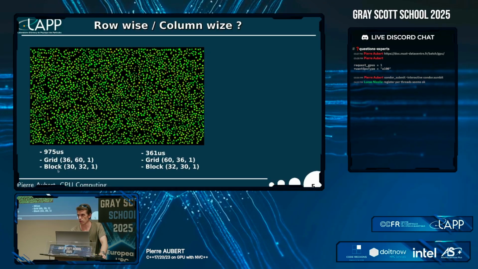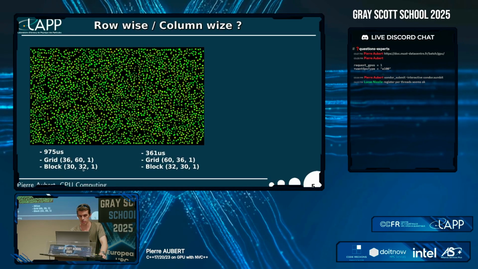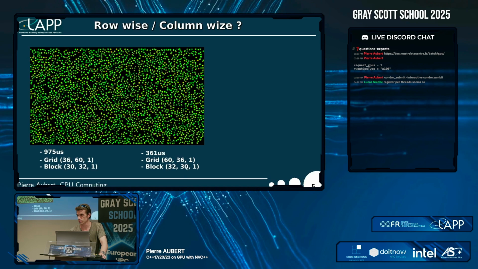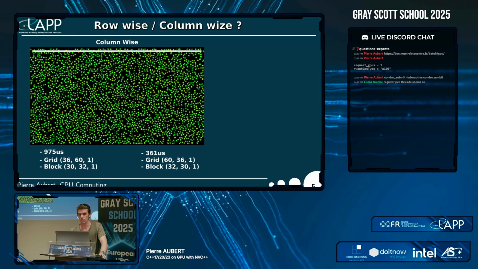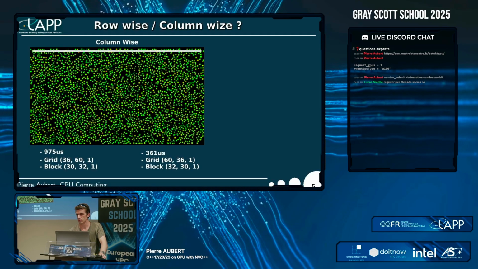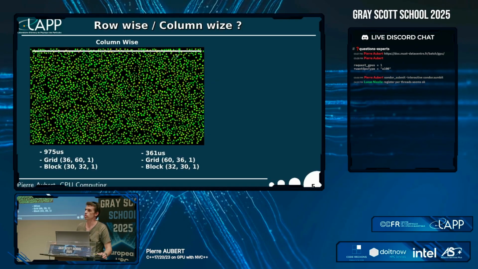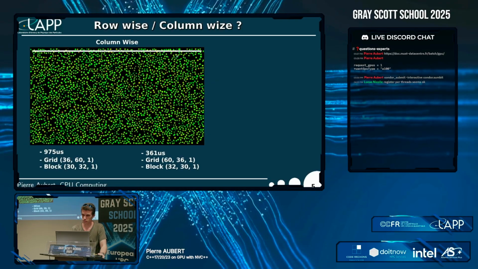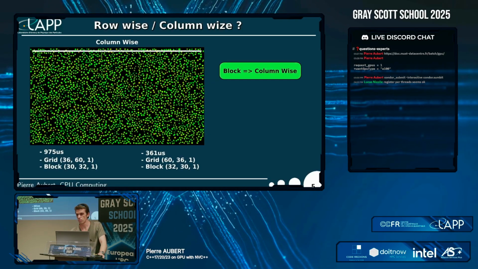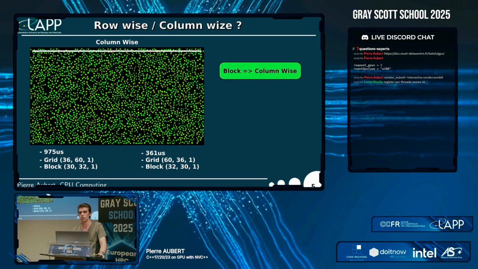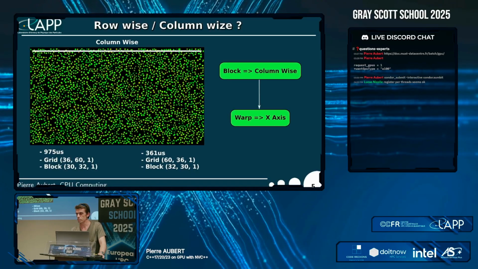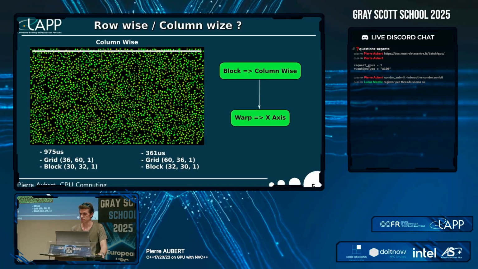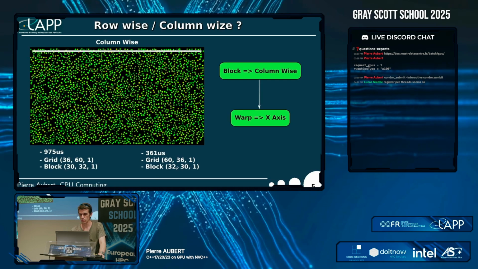And here you see the change is not that much. It's 30, 32, and 32, 30. And as I explained to you, 32 is the size of the warp. We have a column-wise matrix, because we want to store it column-wise in PNG, for example. And the block has to be column-wise, even if the whole world of the BLAS is row-wise. And the warp is the x-axis. So I want to have a 32 on my x-axis.